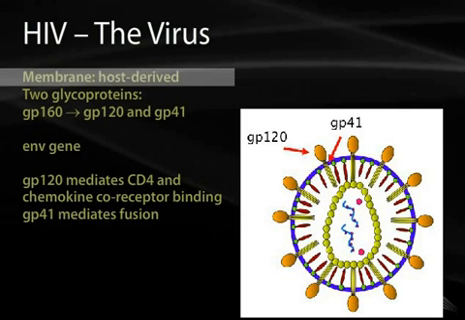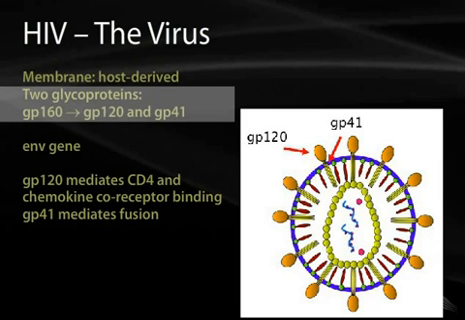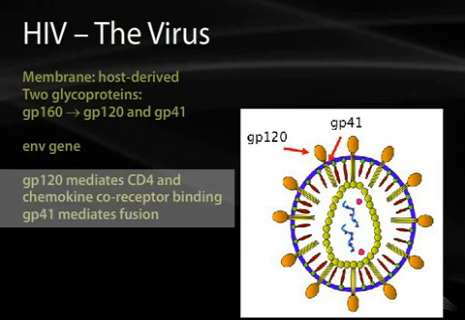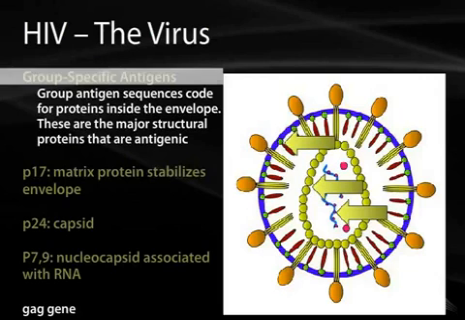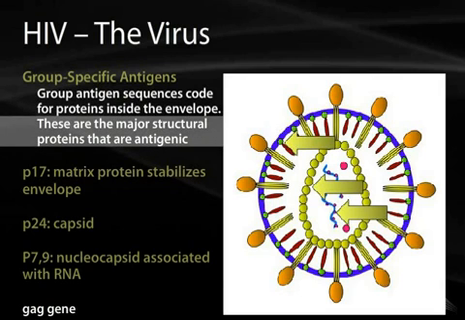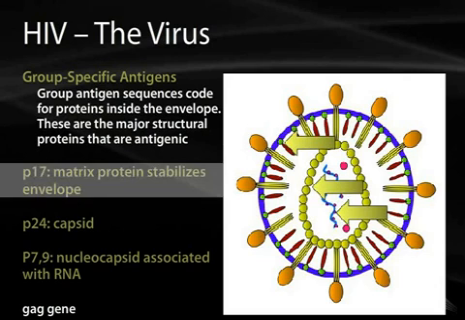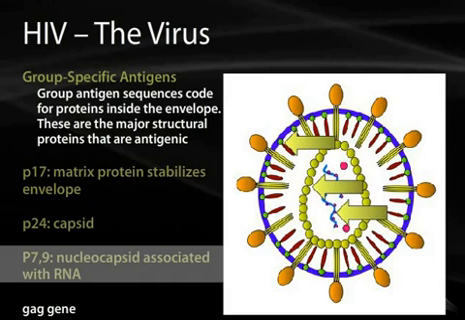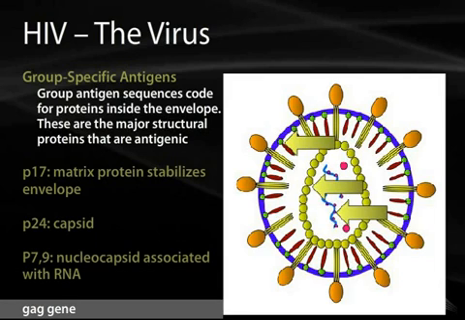The membrane is host-derived, and it has two viral glycoproteins, which is GP160, which can be cleaved to GP41 and GP120. You'll find these antigens in the blood. There is the ENV gene, which is the envelope gene which encodes these, and GP41 mediates fusion. There are group-specific antigens that these sequences code for proteins inside the envelope, and these are the major structural proteins that are antigenic. We've got P17, P24, which codes for the capsid, and P7 and 9, which are associated with the RNA. These come from the GAG gene.